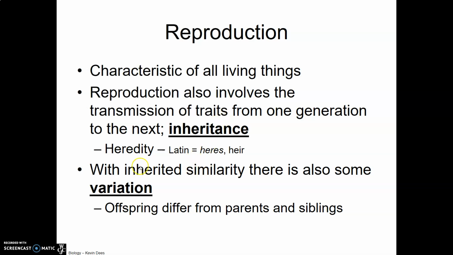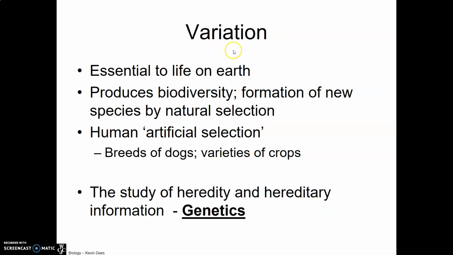Now, it's interesting and necessary that with this inherited similarity, there is also some necessary variation. And this means that offspring are going to differ from their parents and siblings. And this variation is essential to life on Earth. It's what has produced our wonderful biodiversity by forming new species by the processes of natural selection that we talked about at the beginning of the semester. It also has allowed humans to undergo an artificial selection process to breed for special traits in certain breeds of dogs or varieties of crops.